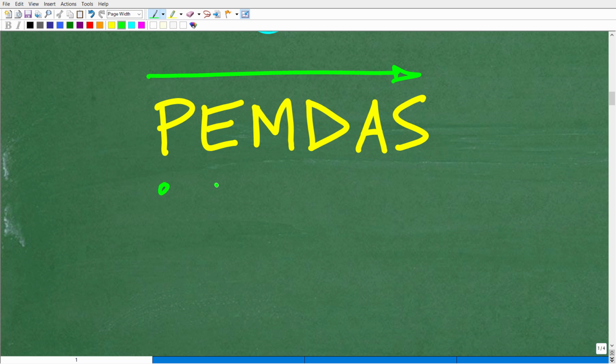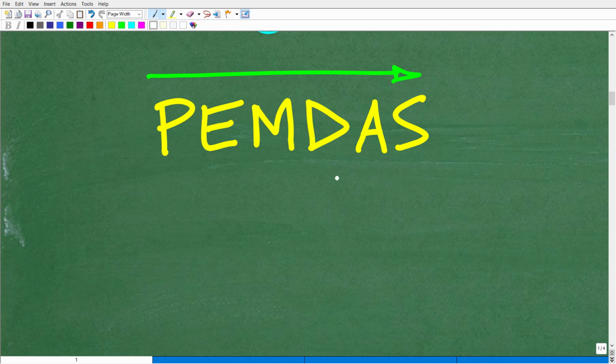Now I'm going to give you a cute little phrase to help you remember this, and that is, please excuse my dear Aunt Sally. One more time, please excuse my dear Aunt Sally. Now, I don't know what Aunt Sally did, but we thank her for her contributions to mathematics. Okay, so let me go ahead and explain this PEMDAS thing.